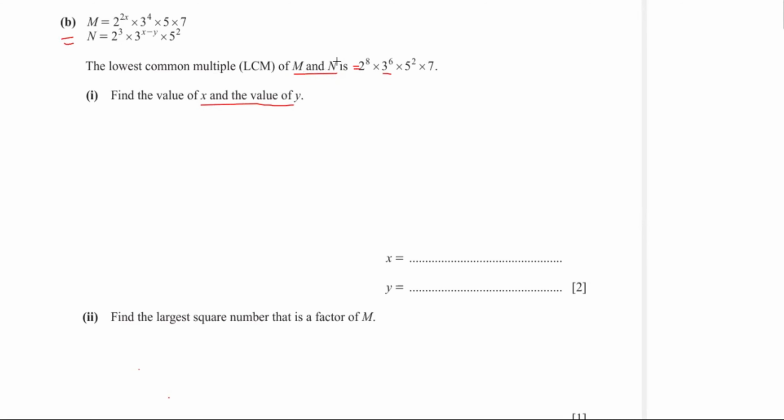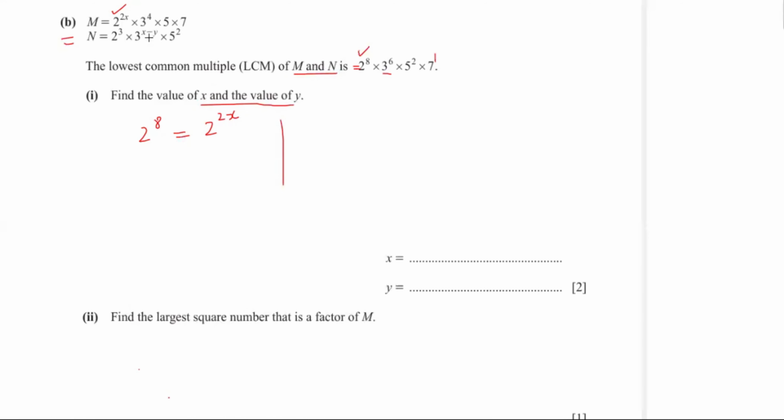Now the highest power of 2 you see here is 8 for the LCM, and 3 is power 6, and 5 is power 2, and 7 is power 1. When you compare 2 power 3 and 2 power 2x, the LCM is 2 power 8. It means the highest power is 2 power 8. That will be equal to 2 power 2x because the other is 2 power 3. Therefore, 2 power 2x will be equal to 2 power 8.